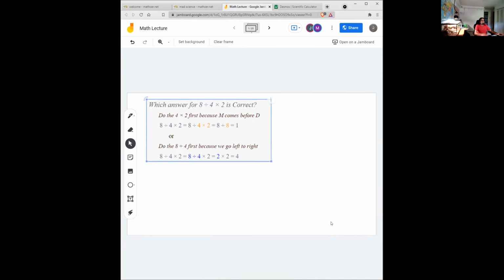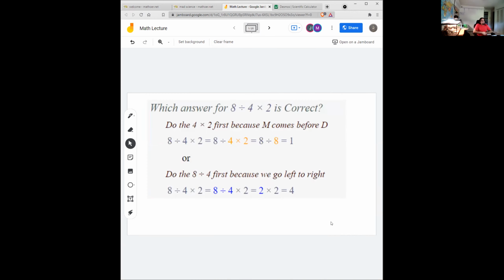So which of these is right? Some people will say if I'm doing 8 divided by 4 times 2, that I should do the 4 times 2 first, because M comes before D in PEMDAS. Multiply is earlier than divide. Or other people will say I need to start with the 8 divided by 4 part first, because we're supposed to work from left to right.